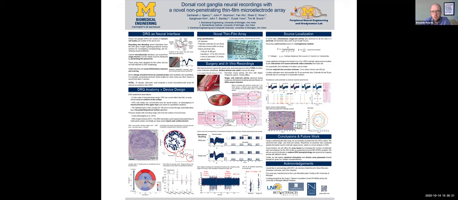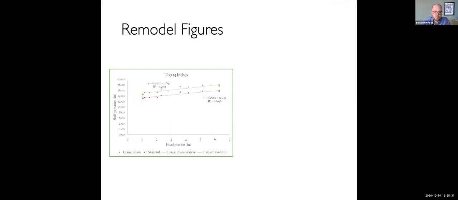We're spending no more than 5 minutes on this. So let's draw the reader's eye, the viewer's eye, your audience, to what they need to see to understand what the figure is showing. Make everything bigger. Remodel your figures.